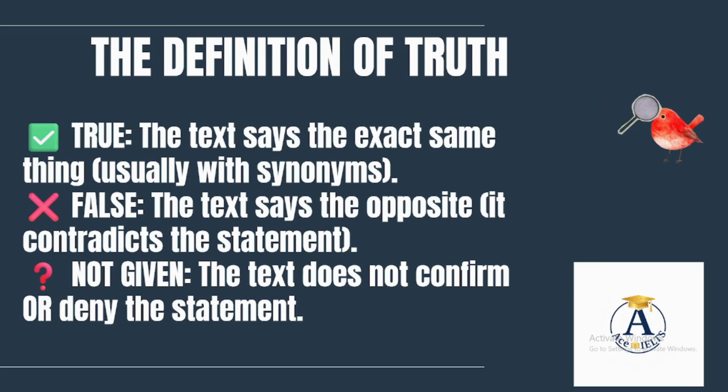If the text says the sky is blue and the question says it's red, that's false. Now, let's talk about not given. Well, this is the yellow light, the I don't know zone. The text doesn't confirm it and it doesn't deny it either. If you find yourself thinking, well, maybe it's true because, just stop. If you have to bring in outside information to make it true, the answer is not given.